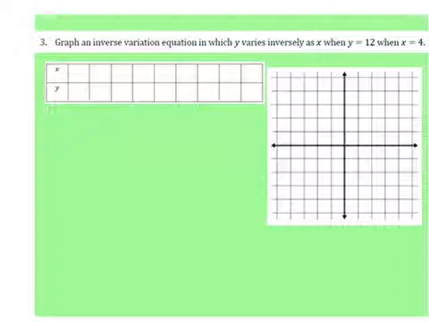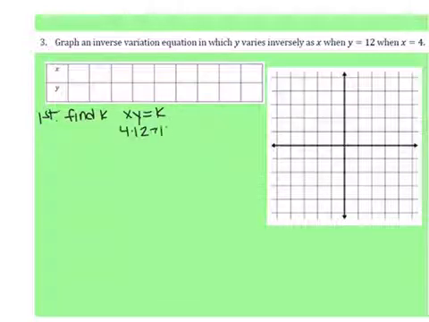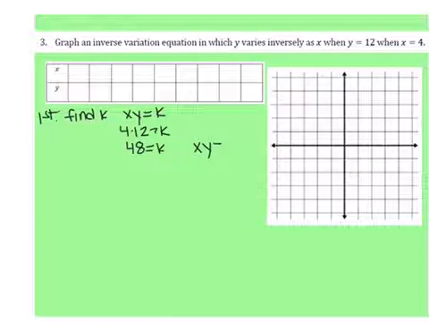So let's go ahead and look at example number 3 now. Same kind of idea. We're just going to follow these three steps that we have. Graph an inverse variation equation in which y varies inversely as x when y equals 12 and x equals 4. So step 1, remember, we have to find k. To find k, we're going to use x times y equals k. We know x is 4 and y is 12, so I know that k is going to equal 48. So the equation I have is xy equals 48.